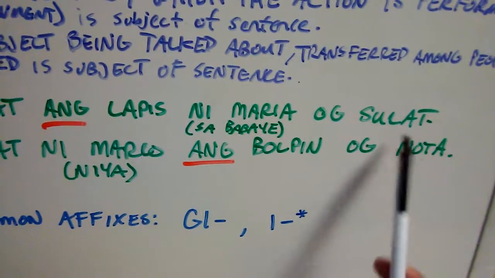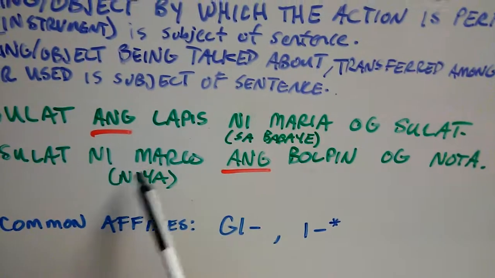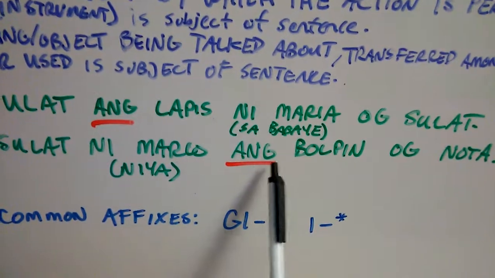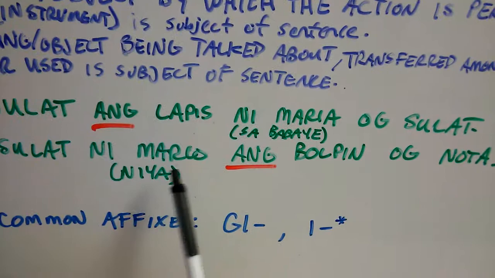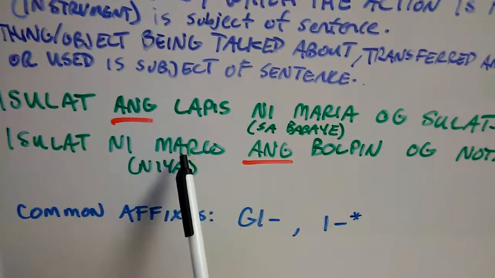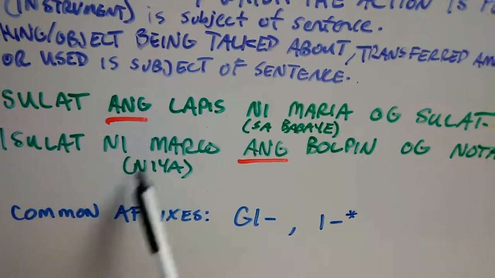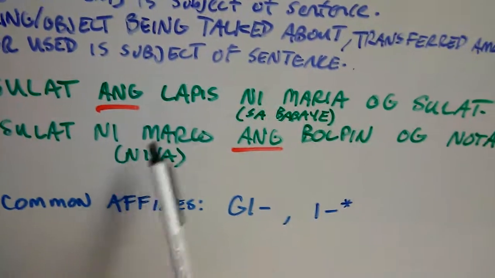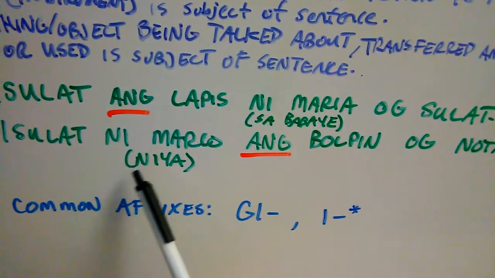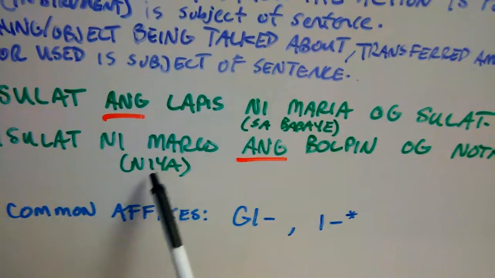Usually, the non-focus noun is normally going to be at the end, while your subject right here, our focus, and the personal pronoun or whatever pronoun you want to put are in the beginning. So ni Marco again is a proper noun, but if I want to change it into a non-specific or a general, just a regular personal pronoun, I have to use it in the ergative case. So instead of saying ni Marco, I have to use the third person singular, the he, she, it. So it's third person singular with niya.